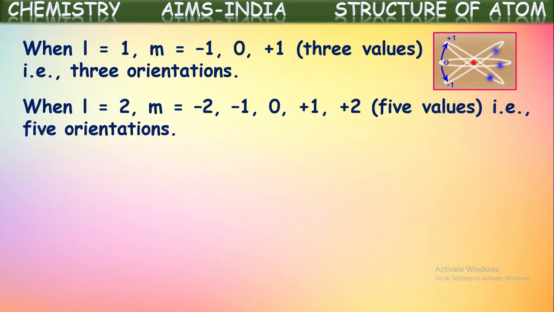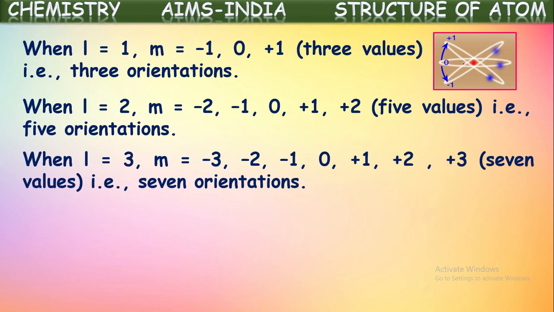Okay, next one, if we see the D subshell, that means L is equal to 2. Then M values will be minus L to plus L including 0. That means minus 2, minus 1, 0, plus 1, plus 2. 5 values are possible. That means 5 orientations are possible in the L is equal to 2 subshell. That means D subshell. So we can say here L is equal to 2, that is D subshell contains 5 orientations. Each orientation is considered as one orbital. So we can say D subshell contains 5 orbitals.